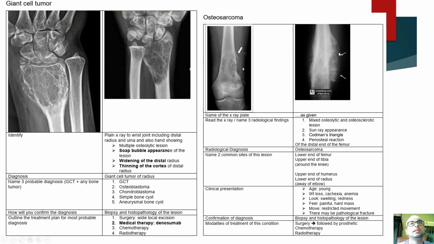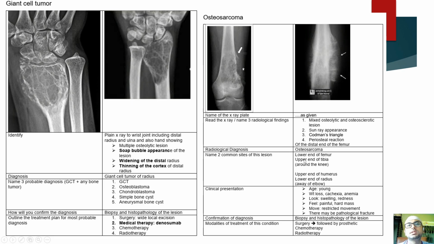Okay. And here you can see the osteoproliferative growth or extension from the periosteum or the cortical region. So in this case, mixed osteosclerotic lesion, sun ray appearance. Here is the sun ray appearance and Codman's triangle. Here this is the triangular area. This is the triangle. The triangle and periosteal reactions are the radiological diagnosis of osteosarcoma.